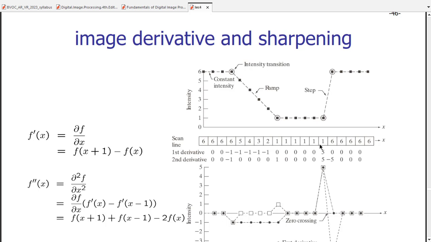Now we move to the second order derivative: minus 1, minus 1, minus 1, 0, 0, 0, up to that level; minus 1 to 0 will come to plus 1, which highlights the edge. The same with minus 5 or plus 5, that is the range of zero crossing levels.